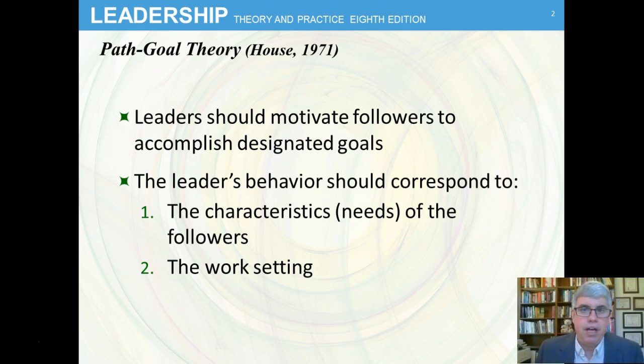So here are the two main ideas in the path-goal theory. First of all, leaders should motivate followers to accomplish designated goals. So it's this idea of motivating followers, and the leader's behavior should take into consideration the characteristics or the needs of the followers and the work settings. So choosing the right behavior is going to depend on the followers that the leader is trying to lead and the work setting. So here we're focusing more on the environment and the setting rather than the traits or the abilities or the skills of the leader.